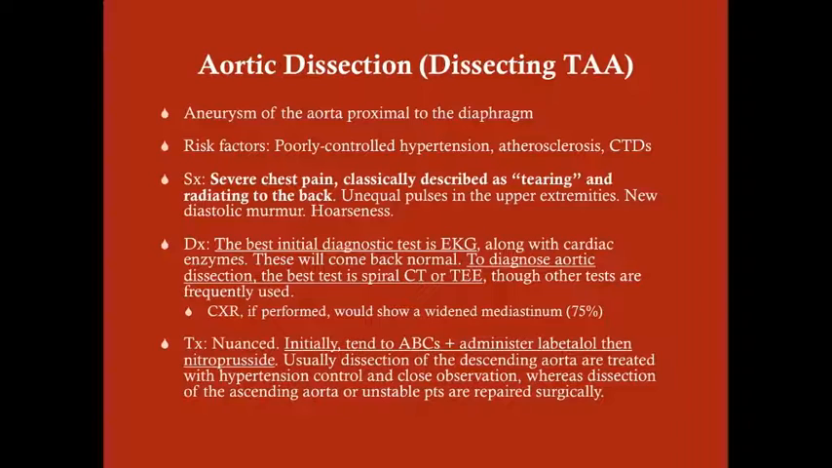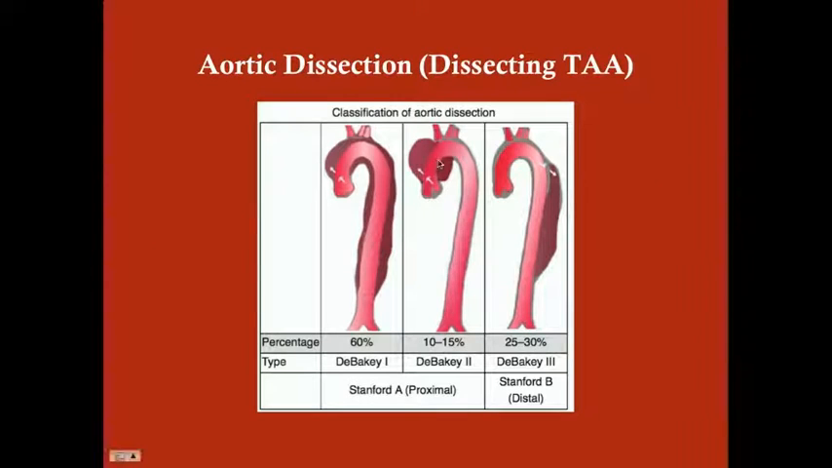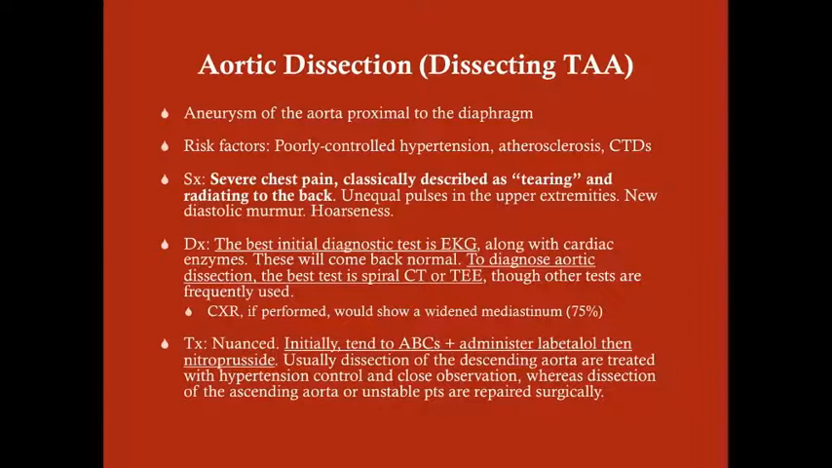Other things that you can see is a new diastolic murmur, or I guess you'd hear that. So a new diastolic murmur would be a murmur of aortic regurgitation, which would be a diastolic murmur at the right upper sternal border. And that's because you've got blood that's sticking around in the ascending aorta, and that's going to trickle back down during diastole. And then another thing that you can see is hoarseness, and that's because of the widened mediastinum. It can impede upon the left recurrent laryngeal nerve.